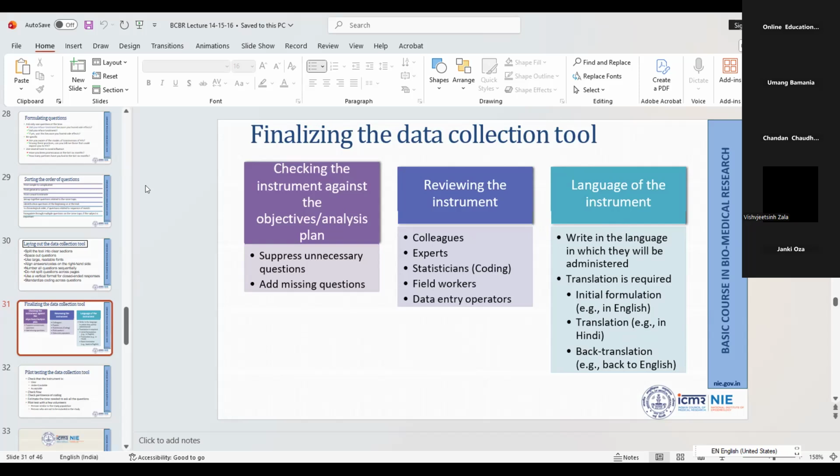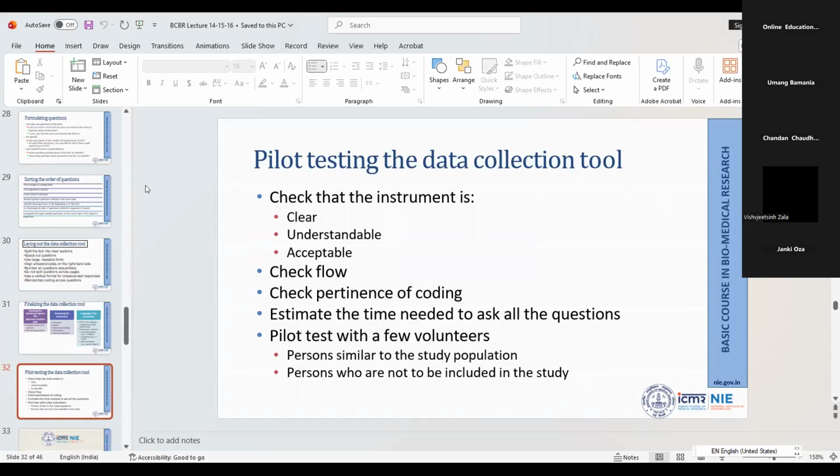And after finalizing the data collection tool, we go for pilot testing. Why is pilot testing required? Any kind of error or difficulty in data collection can be identified before the actual start of data collection. In pilot testing, we check that the instrument is clear, and questions are specific, understandable and acceptable to the participant. Then we check the flow of questions in the study tool. Then check the pertinence of the coding, whether the code we have given for the entry is appropriate or not. Then estimate the time needed to ask all the questions. What time is required for one participant, we will estimate, and according to that we will plan our study.